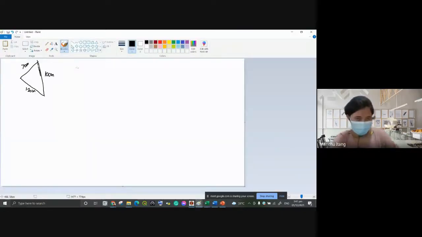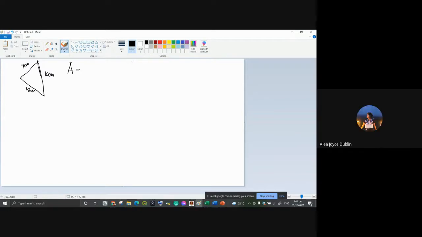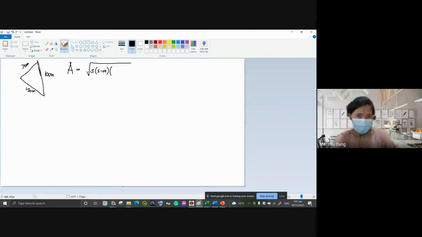Okay, tama. So what formula are we using? Since we are given 3 sides, the area is equal to the square root of the semi-perimeter times S minus A, times S minus B, times S minus C, where S is equal to A plus B plus C all over 2. So what is the value of S? 70 plus 100 plus 120 over 2 is 145 meters.